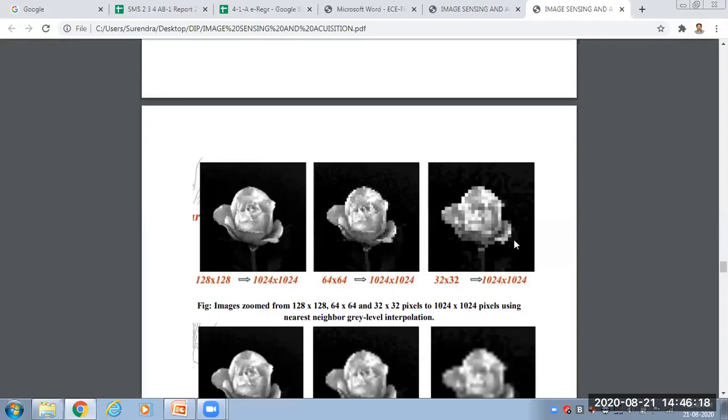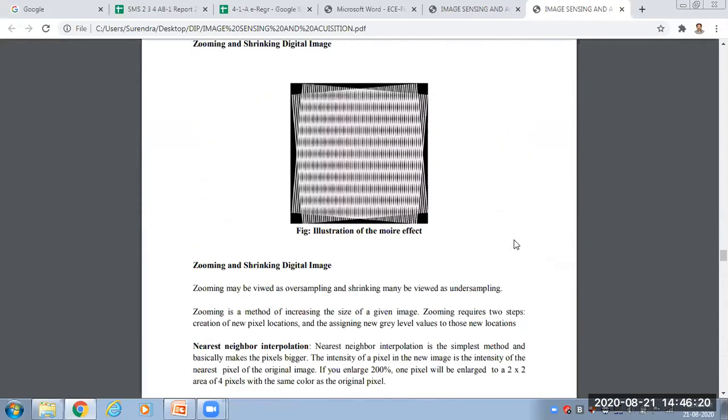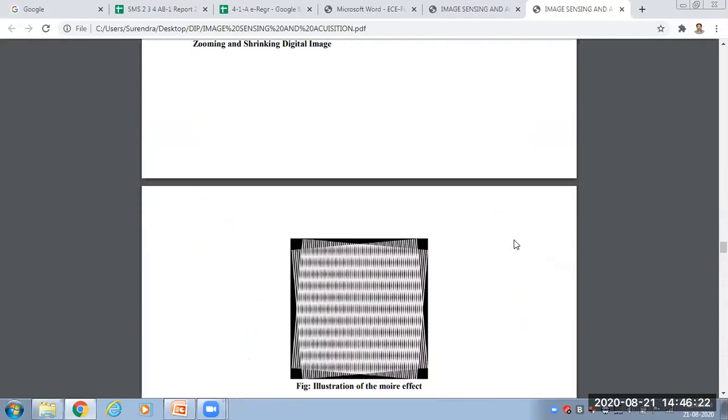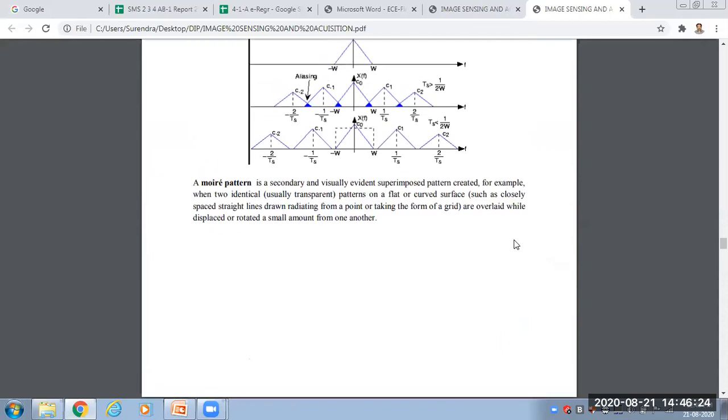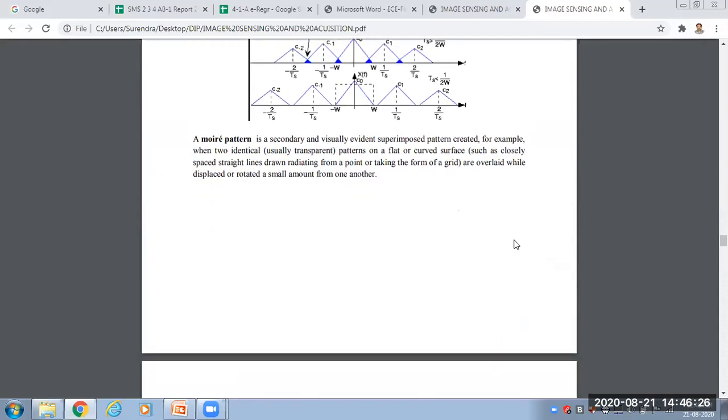And after that, the aliasing effect also we have seen. Due to aliasing, there are Moire patterns, and the example is like this.